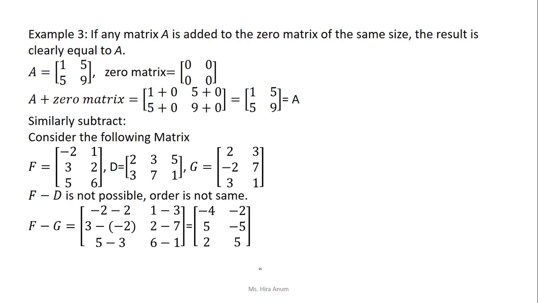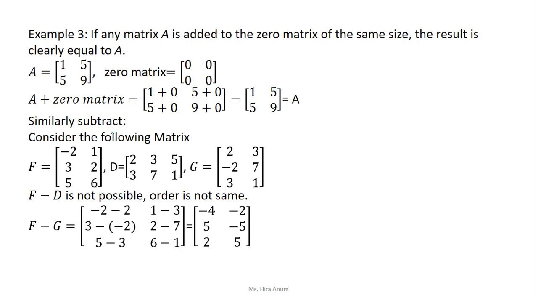If any matrix A is added to the 0 matrix of the same size, the result is clearly equal to A. You can see this 2 cross 2 and 2 cross 2 zero matrix, or null matrix. Then the answer will be 1 plus 0, 5 plus 0, 5 plus 0, 9 plus 0, which equals A.